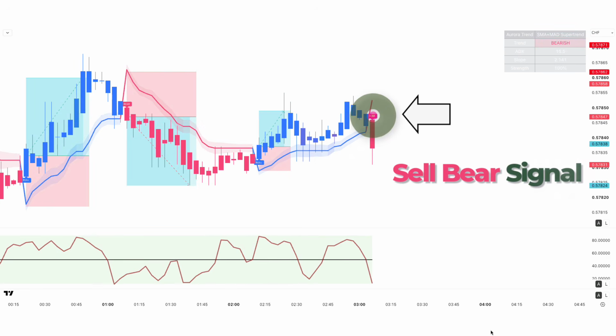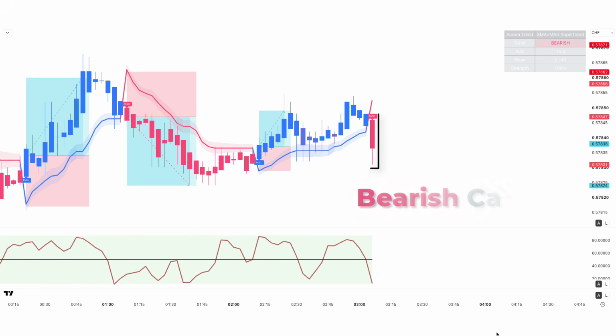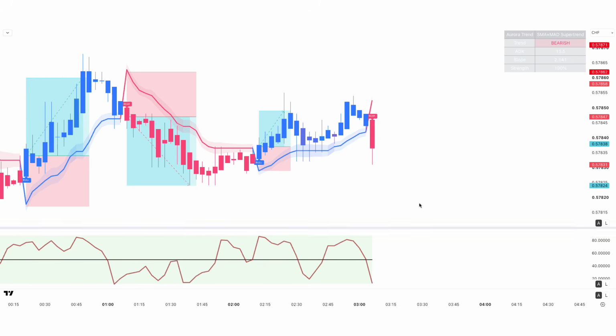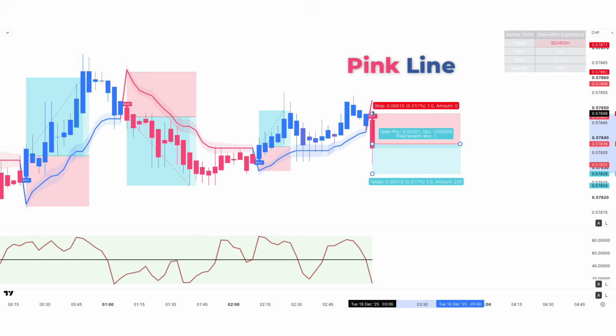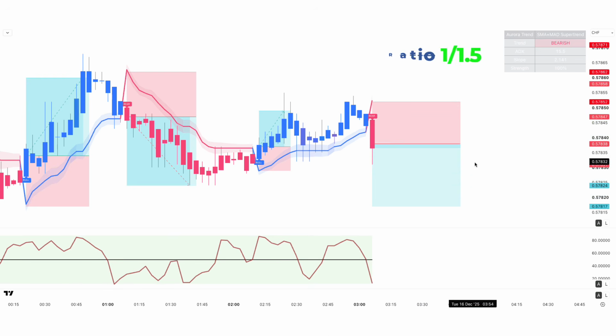Here, the SMA MAD trend arrow down is a sell signal. Here, the maroon line of Vervoort smoothed is below the zero line. Here, the market has made a bearish candle to give confirmation. So all our conditions are being fulfilled, so we are placing an order to sell. Our stop loss is to be placed at the pink line, and the risk to reward ratio will be 1:1.5.